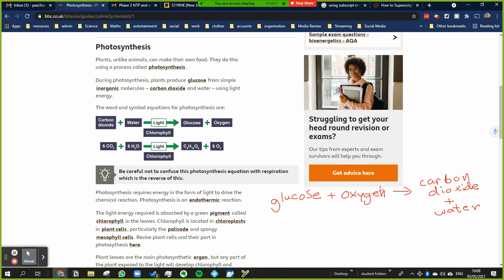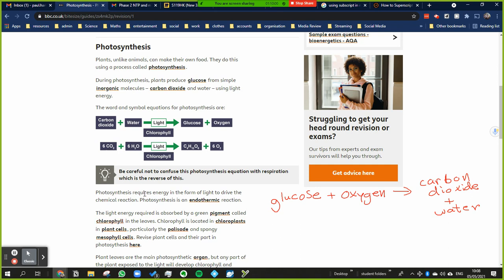Let's just make sure we understand what this is saying. Before it was saying carbon dioxide and water react to produce glucose and oxygen. Now we're saying glucose and oxygen react together to make carbon dioxide and water. So the exact opposite of photosynthesis. So as long as you remember one of them, you can work out the other one very, very easily.